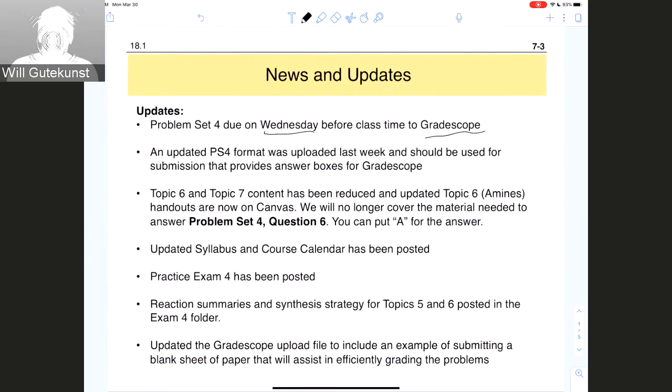There is an updated version of Problem Set 4. Content has not changed. There are just boxes for you to write in answers that will let us grade things on Gradescope a little bit more easily. So if you've written on a different type of document or in a different format, please follow the updated Problem Set 4.